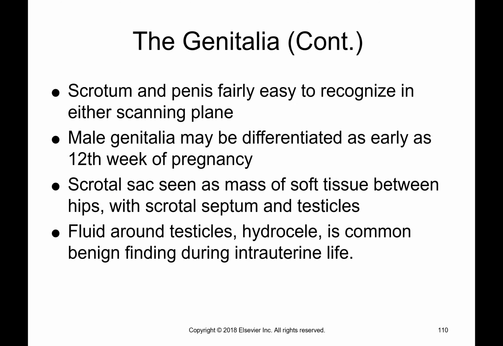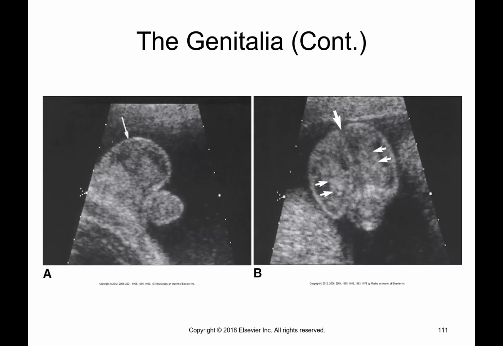And the scrotum and penis are fairly easy to recognize in either scanning plane, especially if the baby is just wide open there. Even a person that doesn't do this for a living could probably figure out that that's a boy. This is a little turtle sign, is what we call the scrotum and the penis.